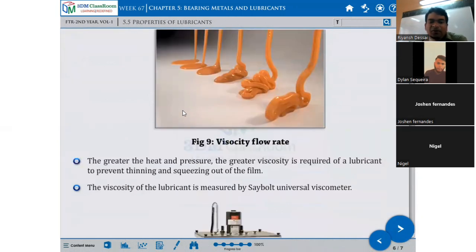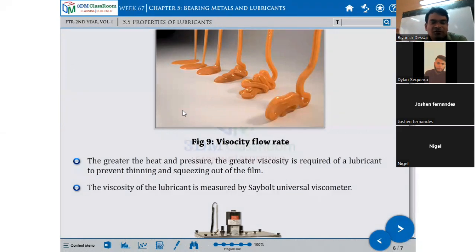The greater the heat and pressure, the greater the viscosity required of the lubricant to prevent thinning and squeezing out of the fluid. Whenever there is greater heat and more pressure, a normal liquid oil lubricant will not survive. In that case you have to go for a higher viscosity lubricant. This is the general idea an engineer should know. When heat and temperature increase, we cannot put a thin oil lubricant over it.